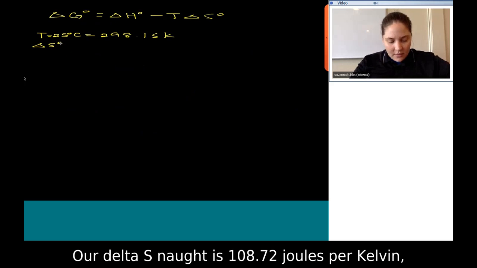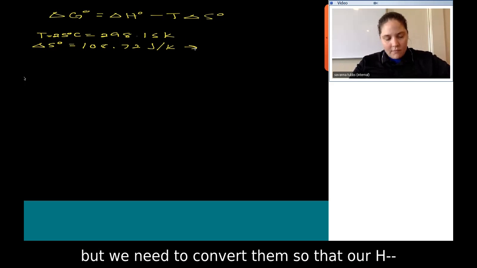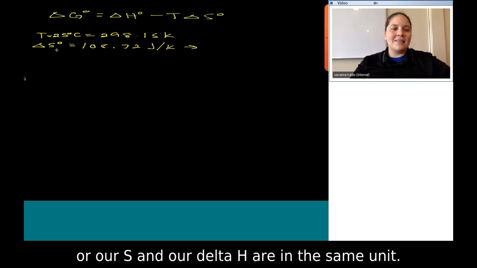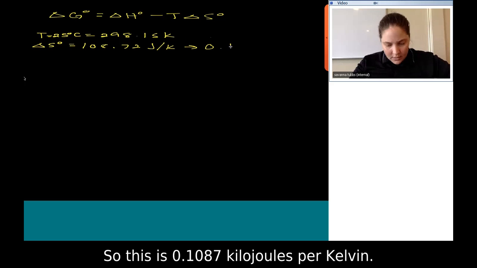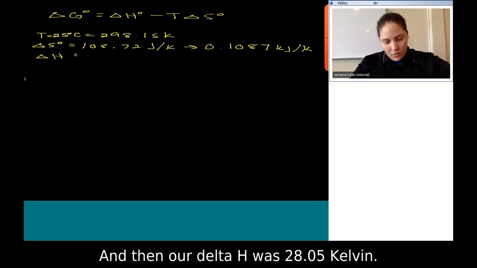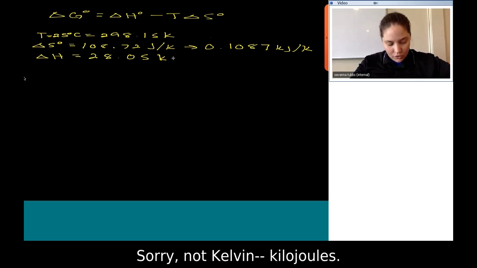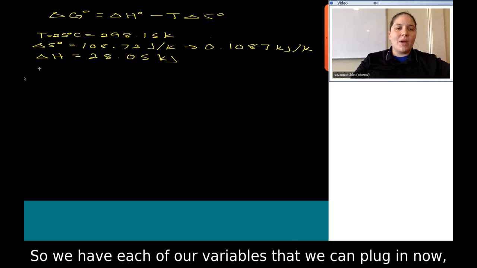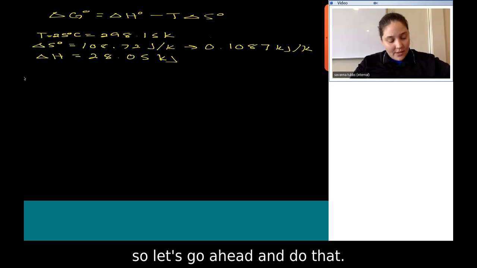Our delta S naught is 108.72 joules per Kelvin, but we need to convert them so that our delta S and our delta H are in the same unit. So this is 0.1087 kilojoules per Kelvin, and then our delta H was 28.05 kilojoules. So we have each of our variables that we can plug in now. So let's go ahead and do that.